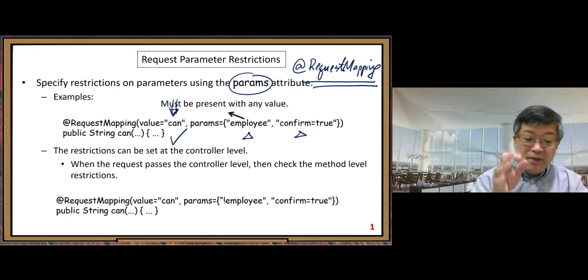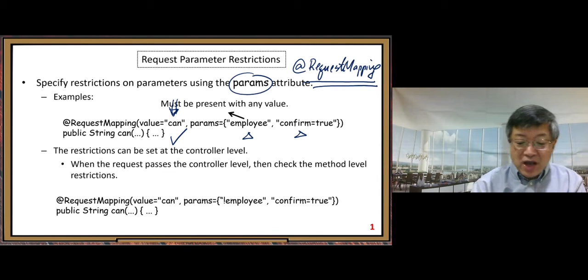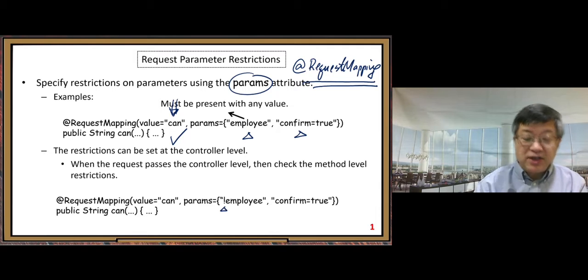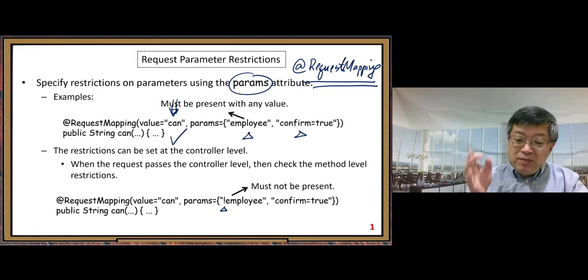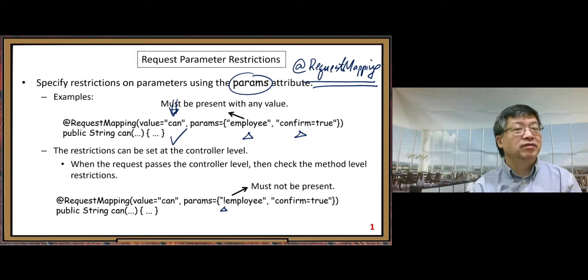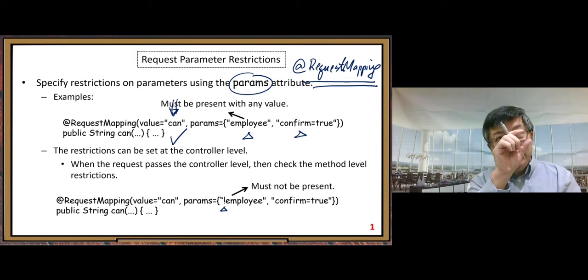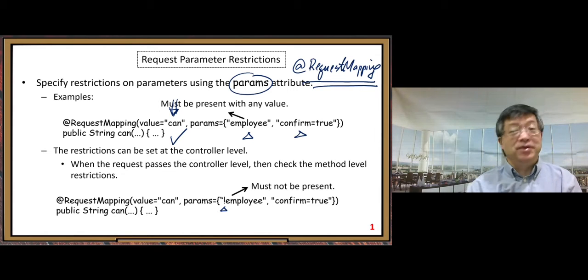All right. Here, let's look at another method level, but this time, look at this exclamation sign. It has a meaning. You can guess the meaning. It must not be present. Just the opposite of the non-exclamation version. Employee must be present. With the exclamation, it must not be present. So that's simple, straightforward. All right.